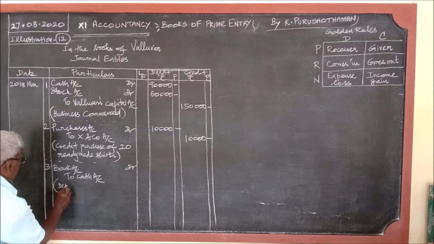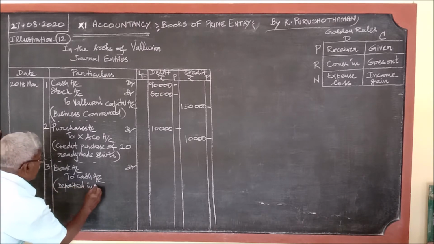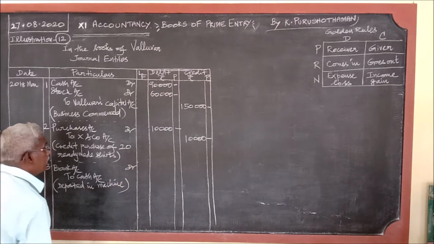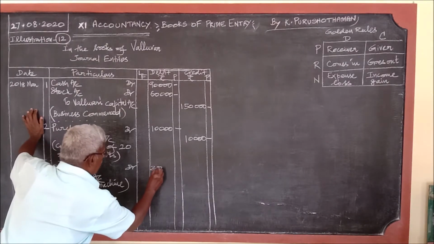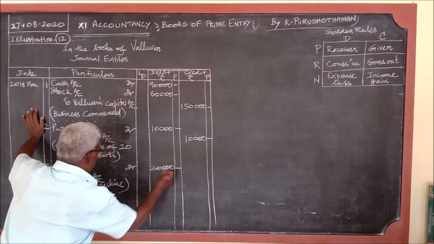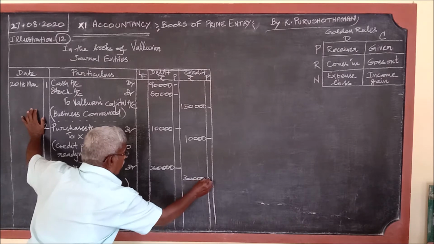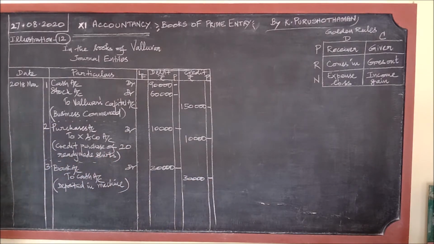Narration: deposited in machine, deposit machine. The amount is 30,000. Then after third, the fourth one.